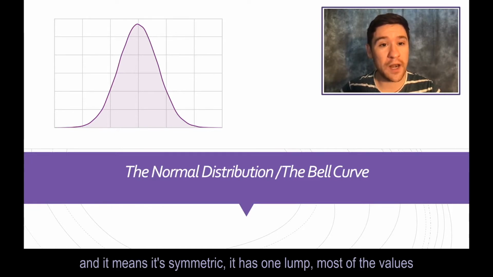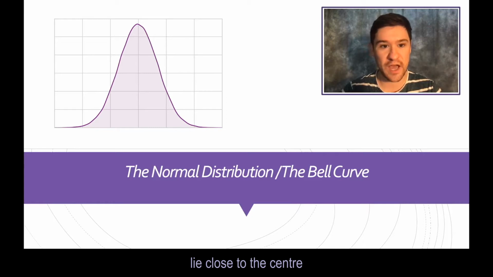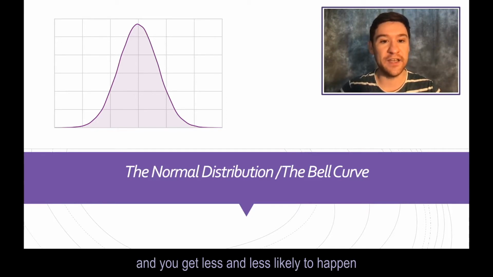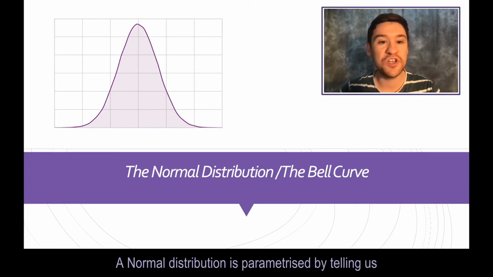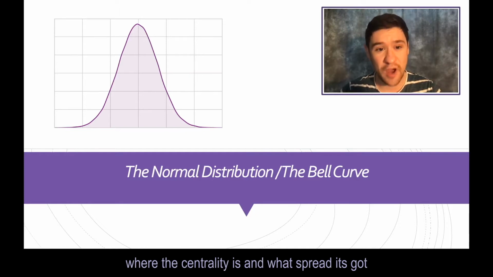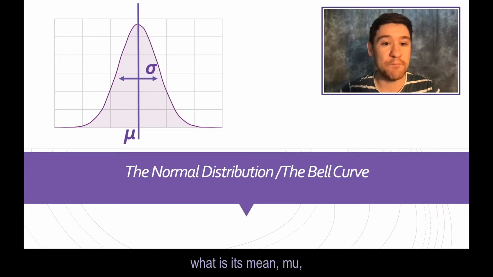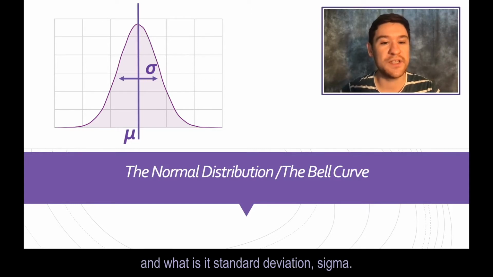It has one lump. Most of the values lie close to the center, and you get less and less likely to happen as you move away from that center. A normal distribution is parameterized by telling us where the centrality is and what spread it's got. What is its mean, mu, and what is its standard deviation, sigma.